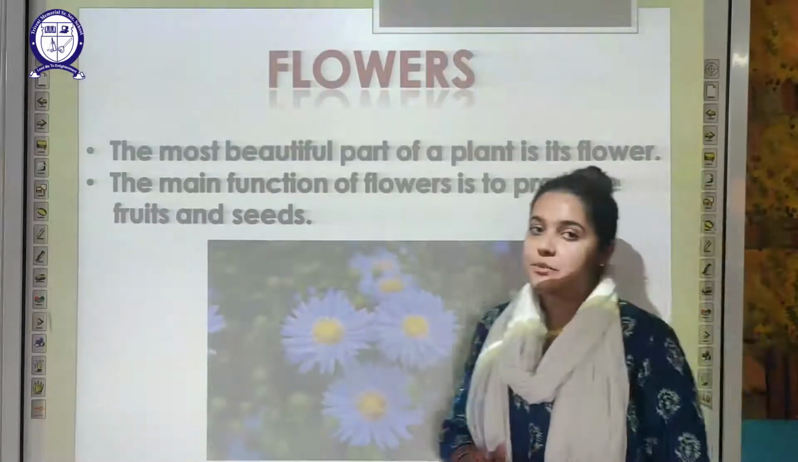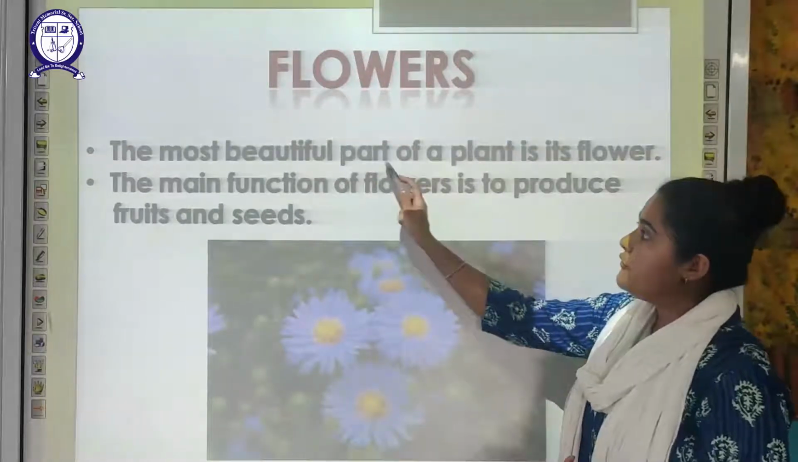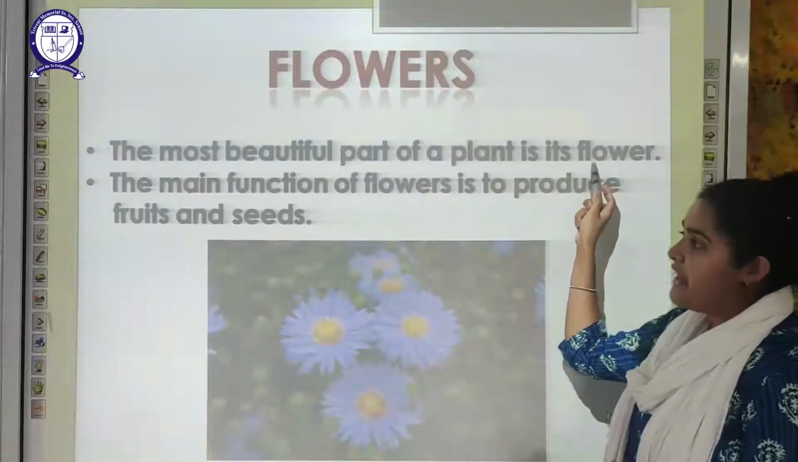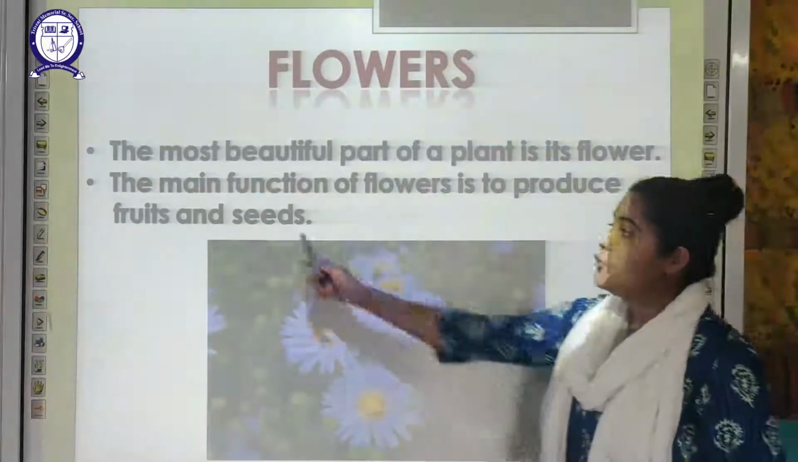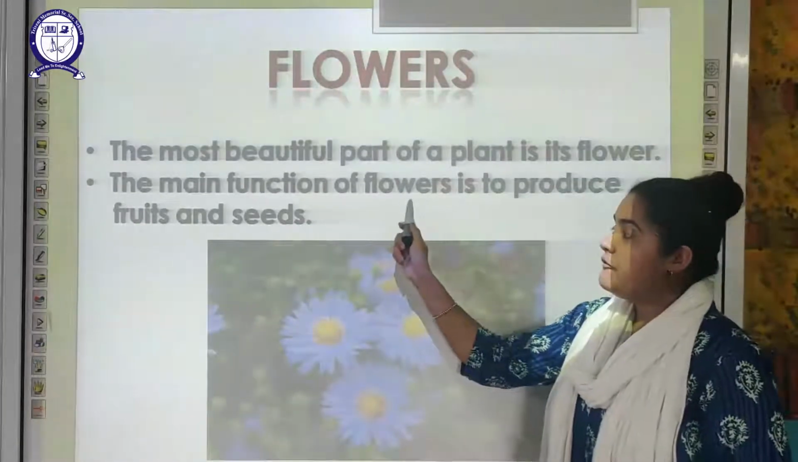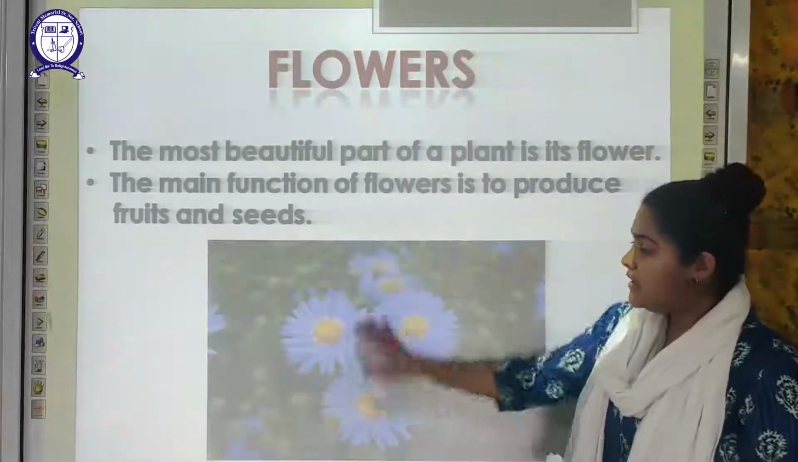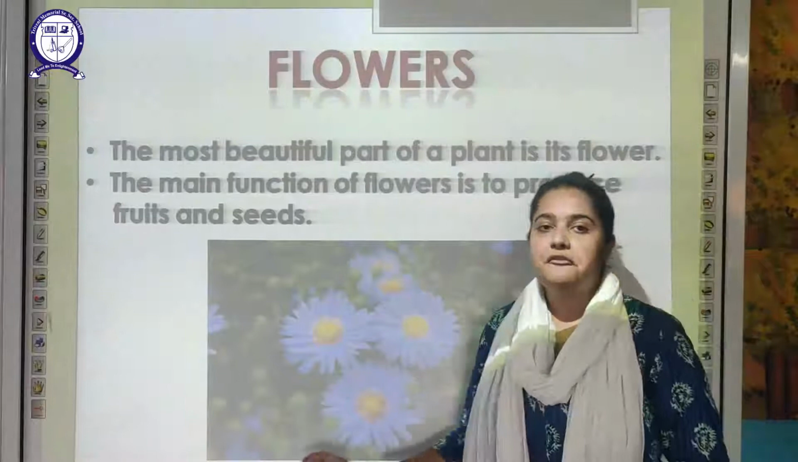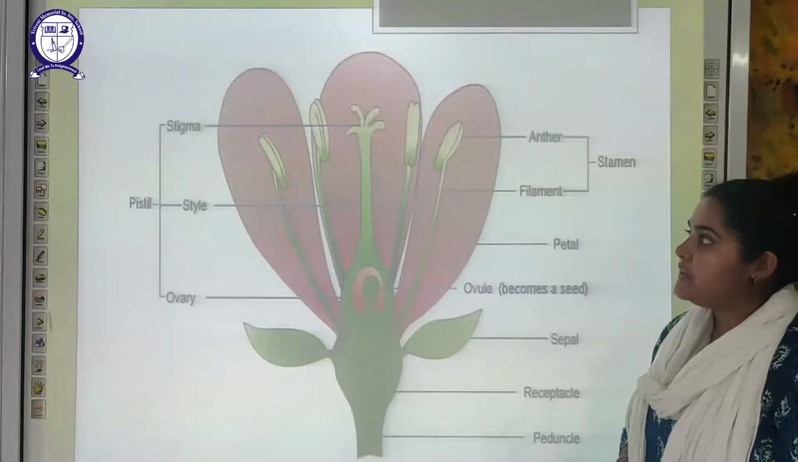Now comes the most beautiful part of any plant. The most beautiful part of any plant is called its flower. The main function of any flower is to produce fruits and seeds. So you can see different types of beautiful colored flowers in different plants. The next is the diagram for representing the flower.